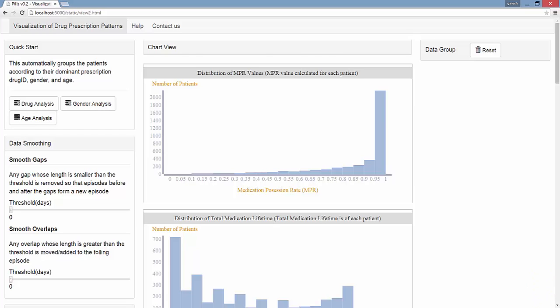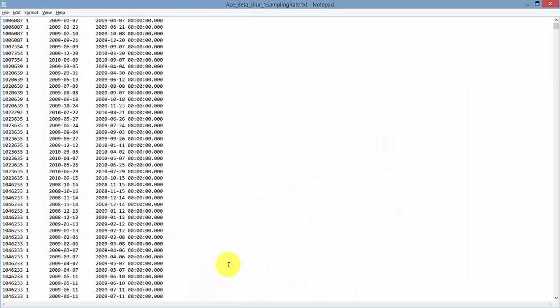When a patient is prescribed a drug, let's say for 90 days, the patient was supposed to refill the drug once it's over, that is, after 90 days. If you look at the data, the patient was prescribed from January 7th to April 7th, but they refilled it even before it was over. So there is an overlap.